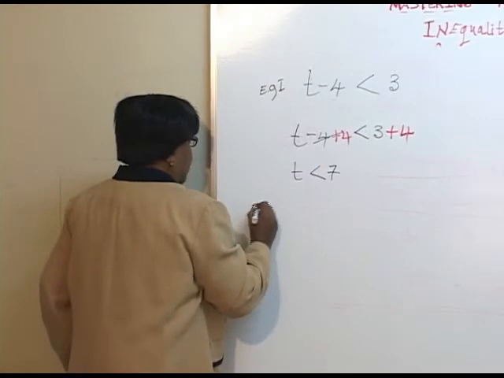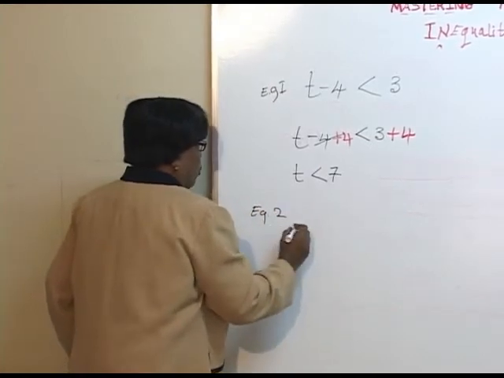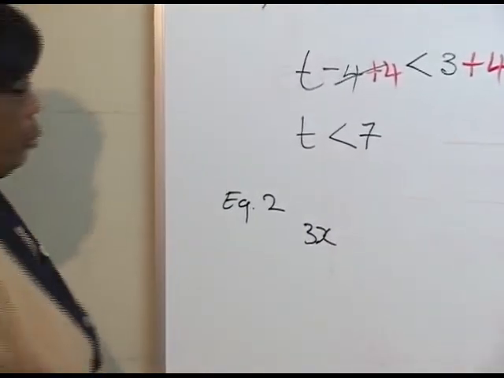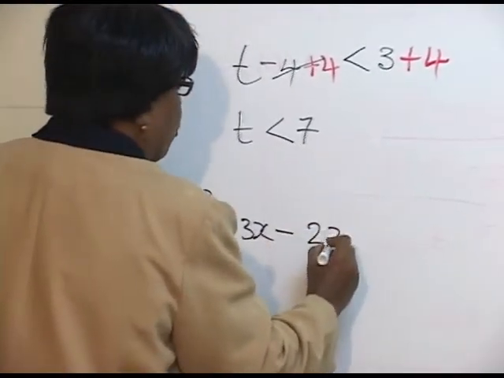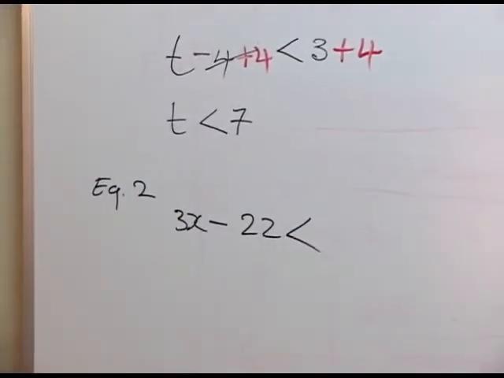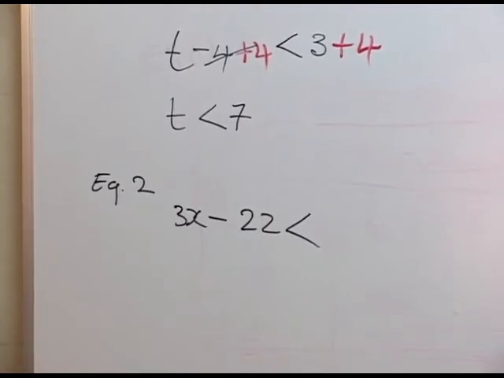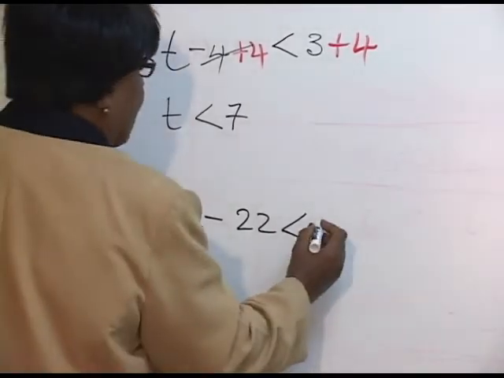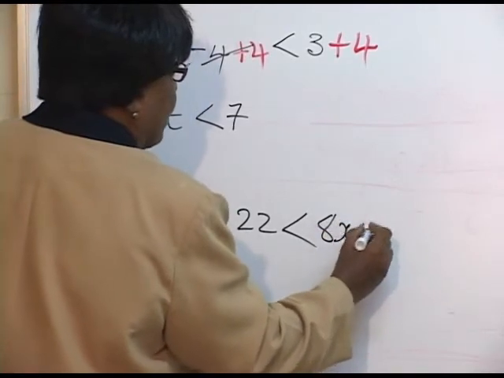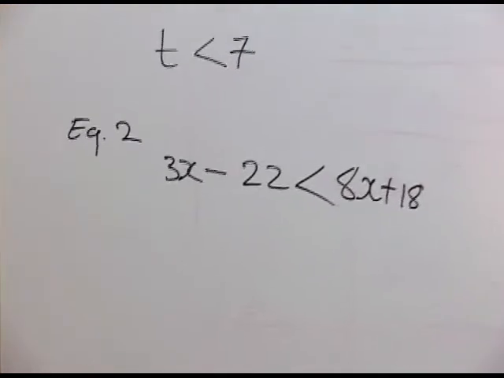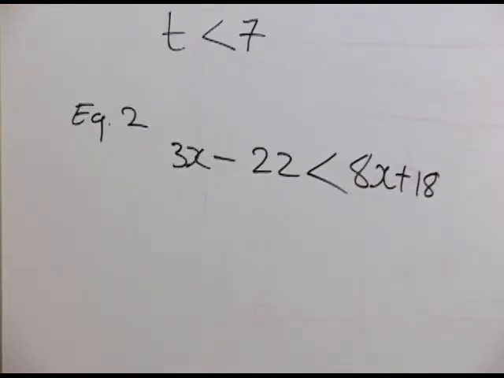If we had example 2, so you had 3x and it is -22, and this is less than 8x plus 18. Less than 8x plus 18. Write the equation. Okay? Write the inequality. 3x minus 22 is less than 8x plus 18.